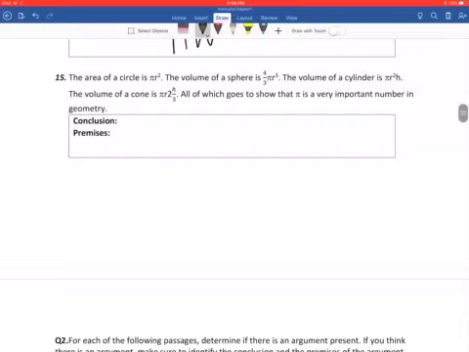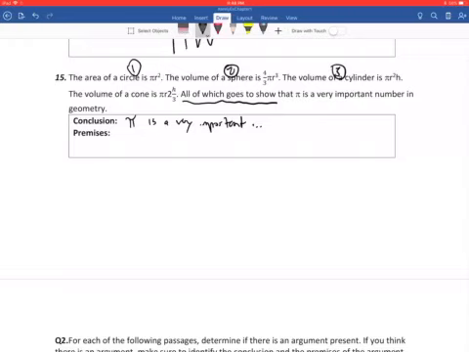Okay, 15. The area of a circle is pi r squared. The volume of a sphere is 4/3 pi r cubed. The volume of a cylinder is pi r squared h, etc. All of which goes to show that pi is a very important number in geometry. Right? So again, that "all of which goes to show" is definitely a conclusion indicator. And so the conclusion here is pi is a very important number in geometry, and all these claims are supposed to give you reason to believe that, right?